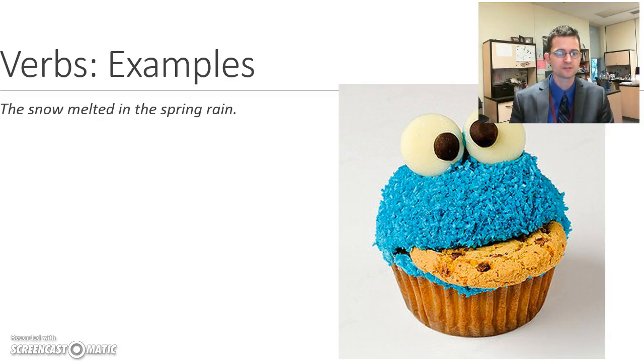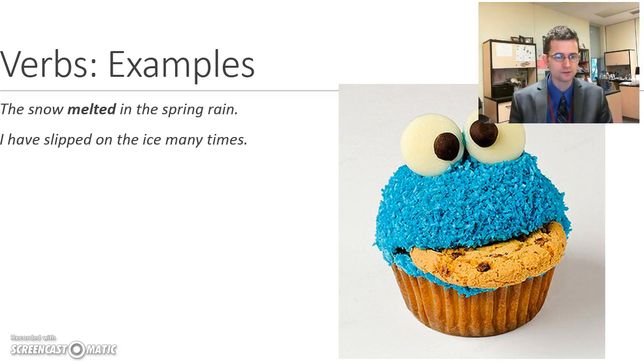Let's look at a couple examples. In the sentence, "The snow melted in the spring rain," we have an example of an action word, of something that something did. And in this sentence, it's the word melted. This is what the snow did.